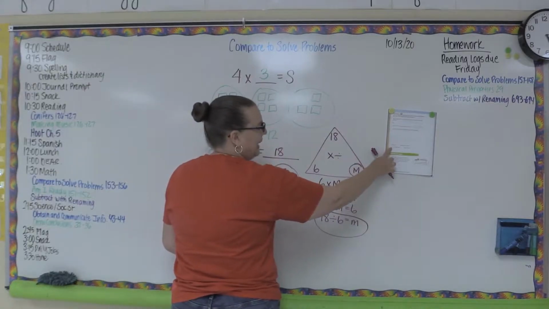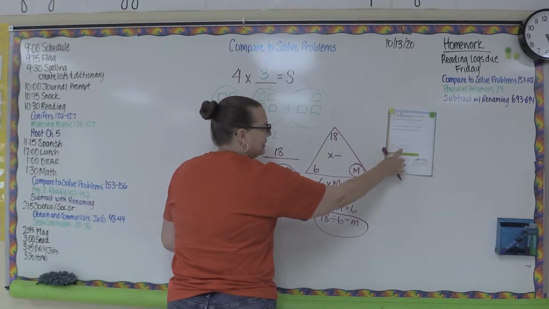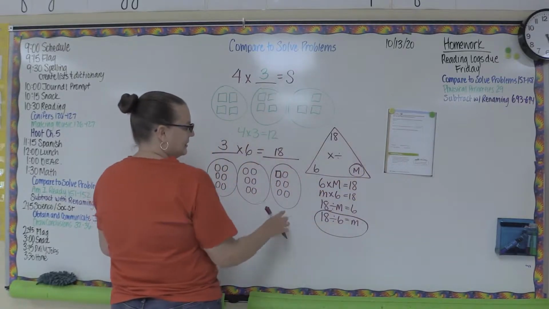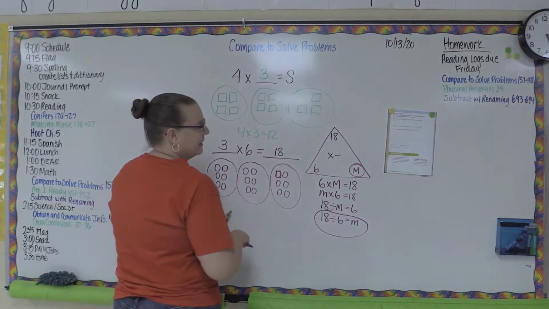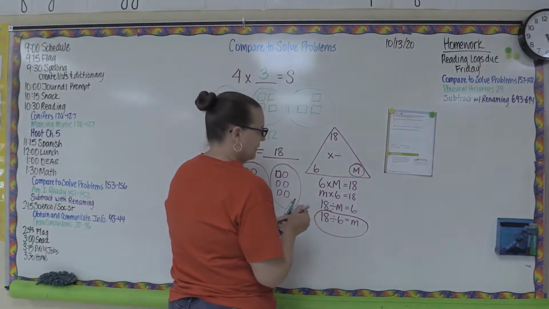So m is equal to 3. So Max has 3 groups of 6, right?